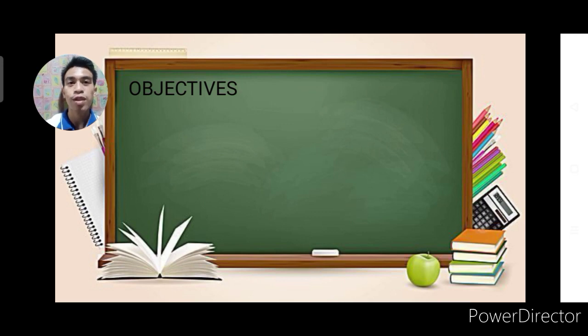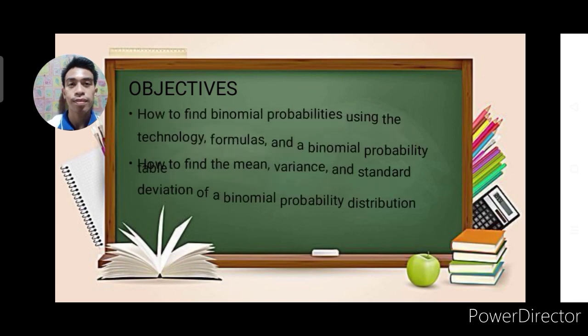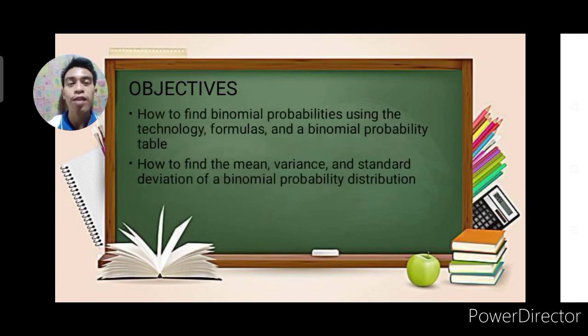For our objectives, we have: how to determine whether a probability experiment is a binomial experiment, how to find binomial probabilities using the binomial probability formula, how to construct and graph a binomial distribution, how to find binomial probabilities using technology, formulas, and a binomial probability table, and how to find the mean, variance, and standard deviation of a binomial probability distribution.